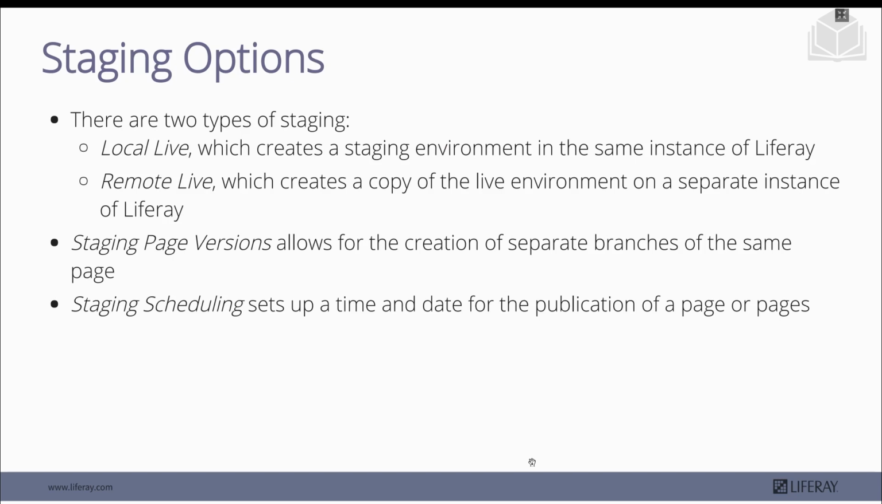So when we're turning on staging, there are two different types of staging. The functionality is the same, but the difference is where our live environment goes. So we can have local live. This just means that our live and our staged environment are on the same computer or on the same machine. Remote live ends up creating a copy of the live environment on a remote server. Okay, so these are the two different versions here.